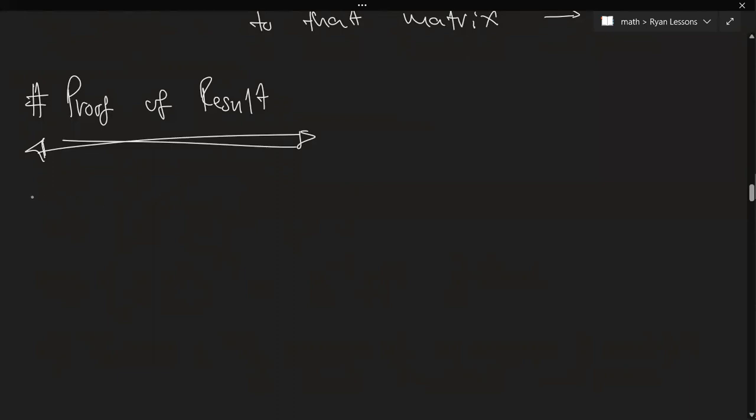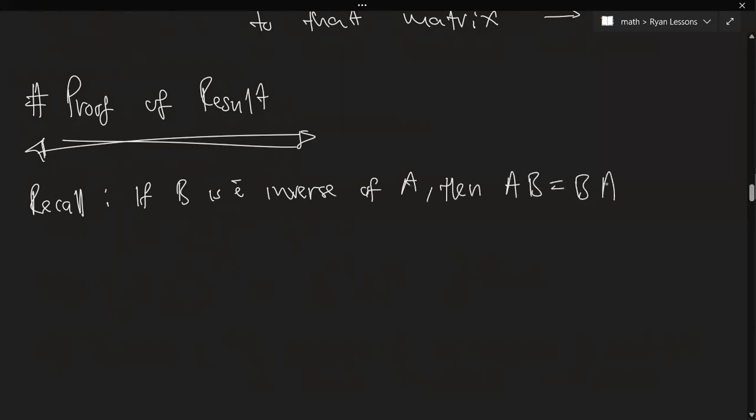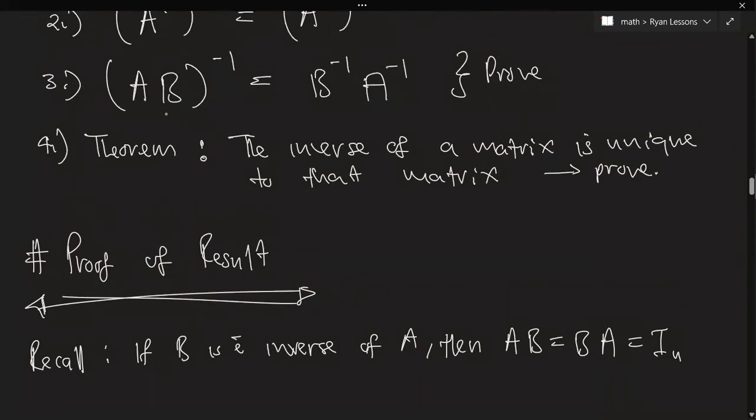So recall, if B is the inverse of A, then we know that AB equal to BA must give us the identity matrix. Still recall that. The inverse is that matrix which, when it multiplies the other, we get the identity matrix as a result. So the question now is, they're asking us that if you take AB, is this its inverse?